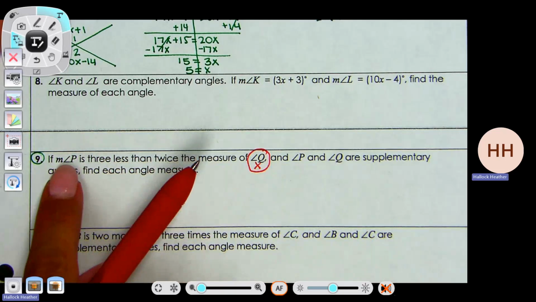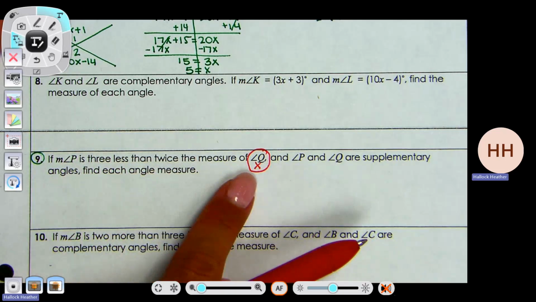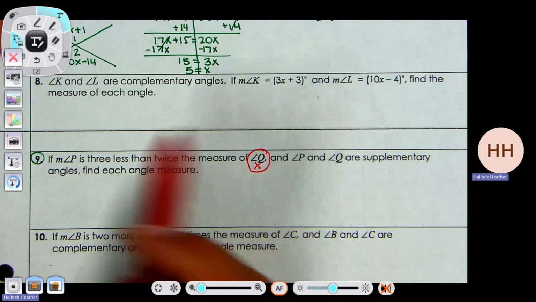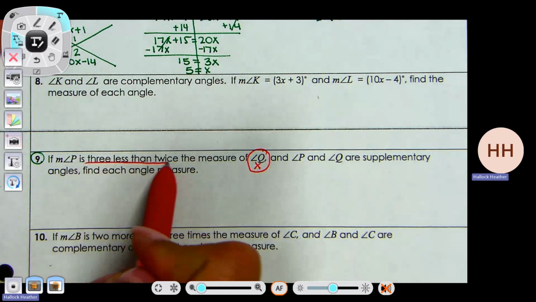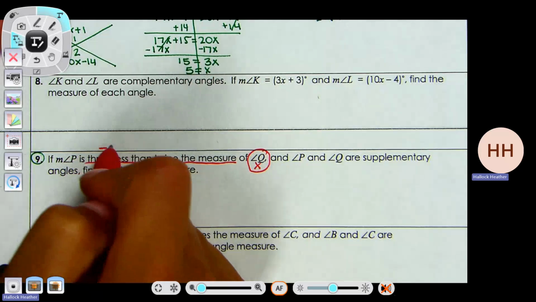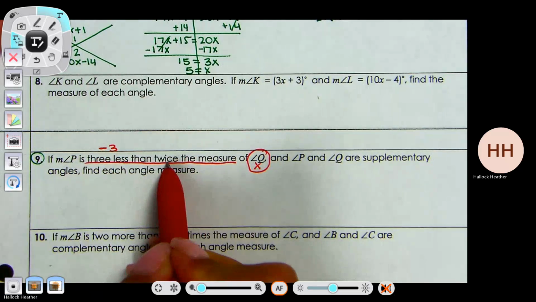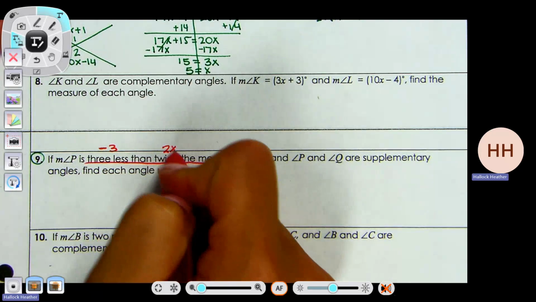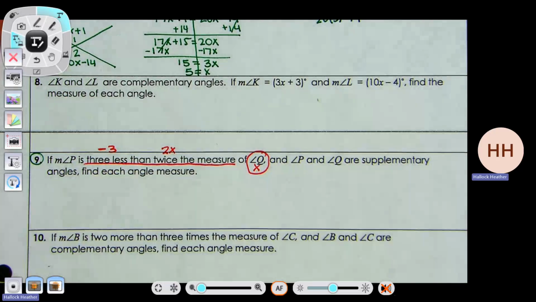So it says if the measure of P is 3 less than twice the measure of Q. Q we don't know anything about. Q is X. How do we write 3 less than twice the measure? So -3, right? -3 because it's 3 less. How do I say twice? 2x. Twice is 2 times x.